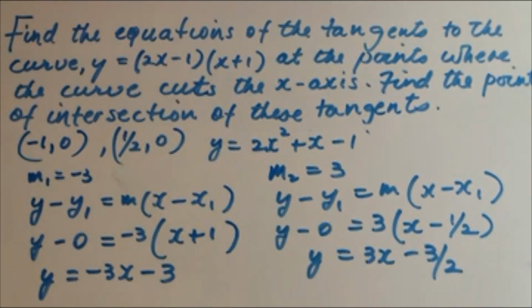So now this is the second part. We've found the equations of the 2 tangents. So the first is y is equal to -3x minus 3, and the equation of the second tangent is y is equal to 3x minus 3 over 2. Next, we'll find the point of intersection of the 2 tangents.